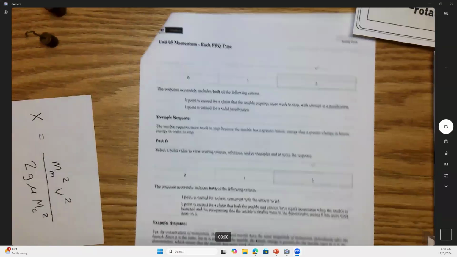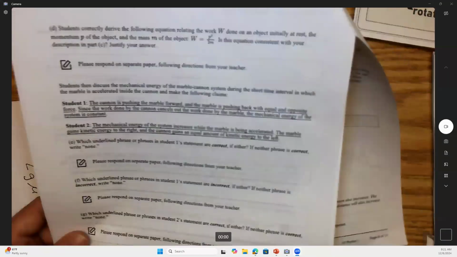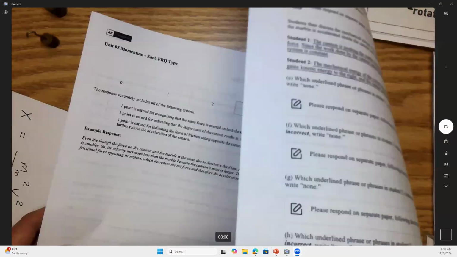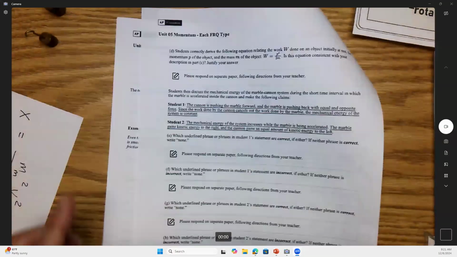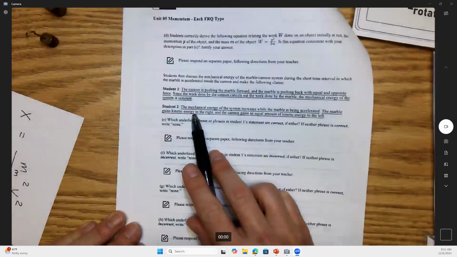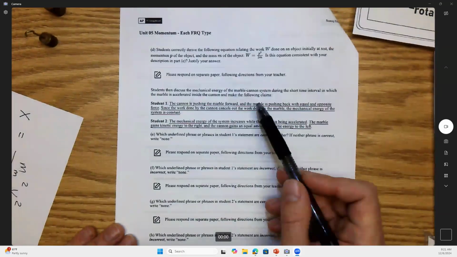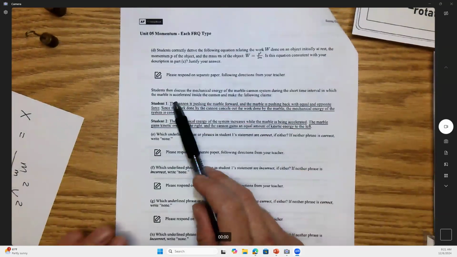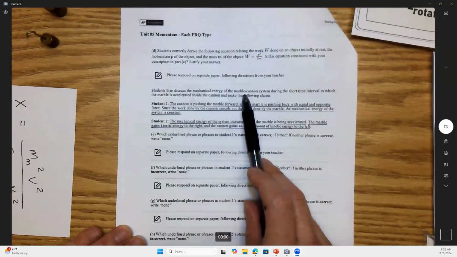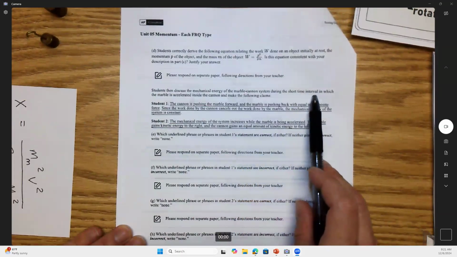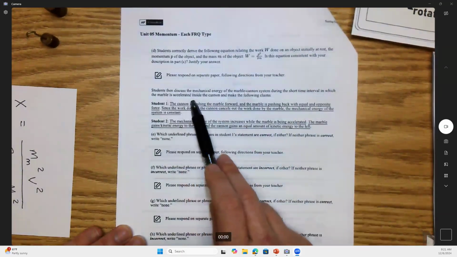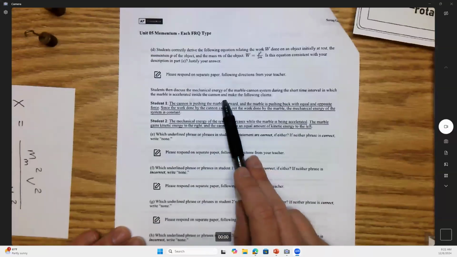All right. Part E. Where did I lose my spot? E. Right. Student 1, student 2. You guys see student 1 and student 2 talking to each other? AP likes this type of question, and I think you've seen a few of these before already. So students discuss the mechanical energy of the marble cannon system during the short time interval in which the marble is accelerated inside the cannon. So during that blast, isn't that like a tiny fraction of a second when the marble's actually being blasted?